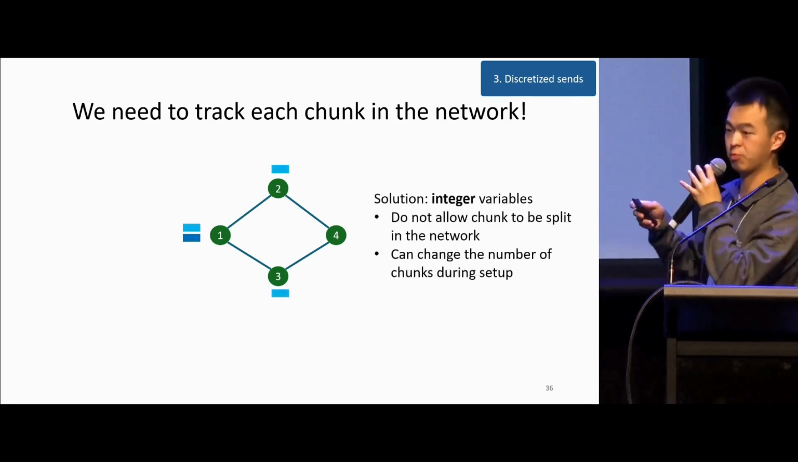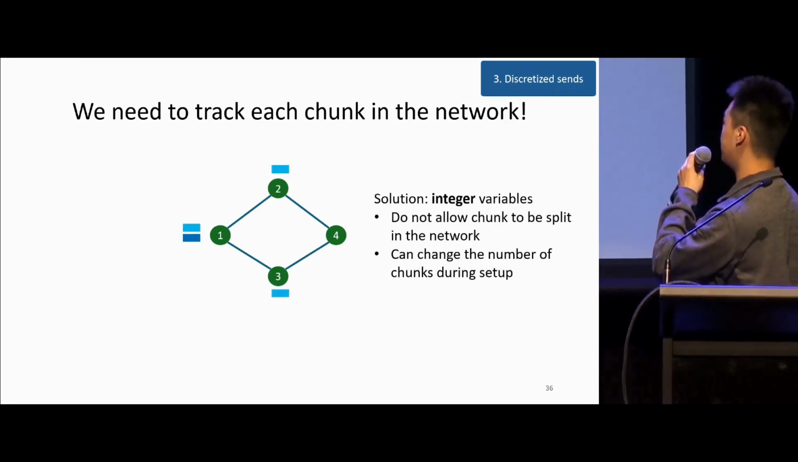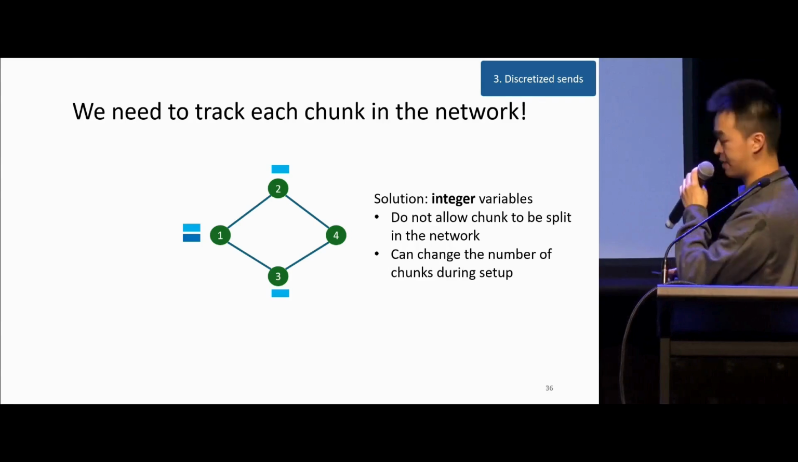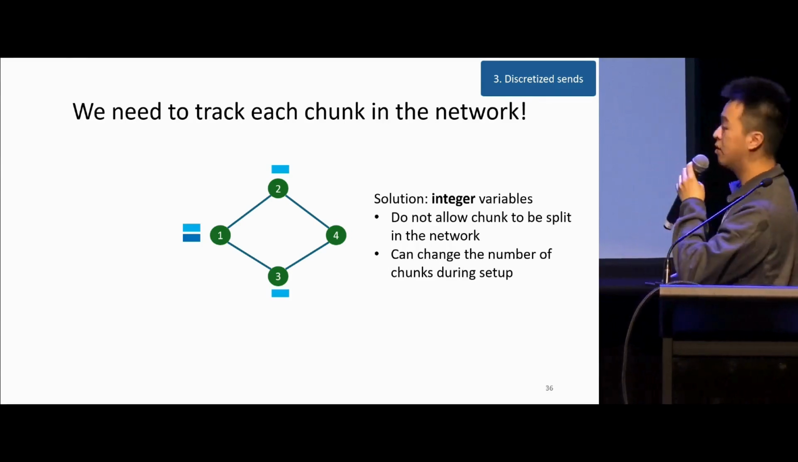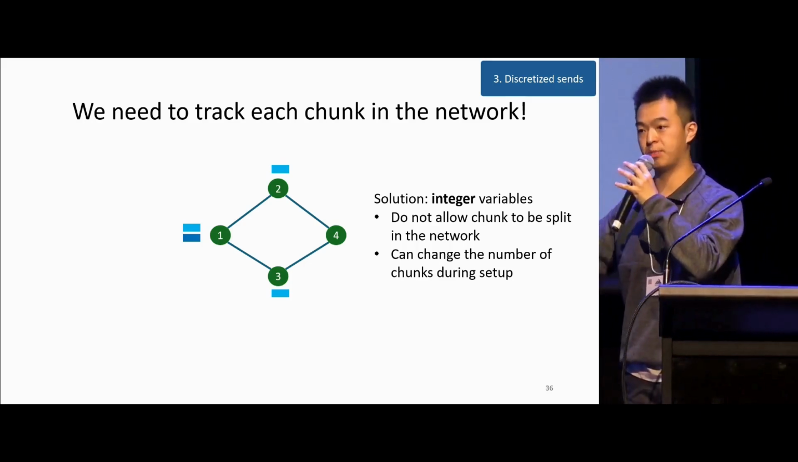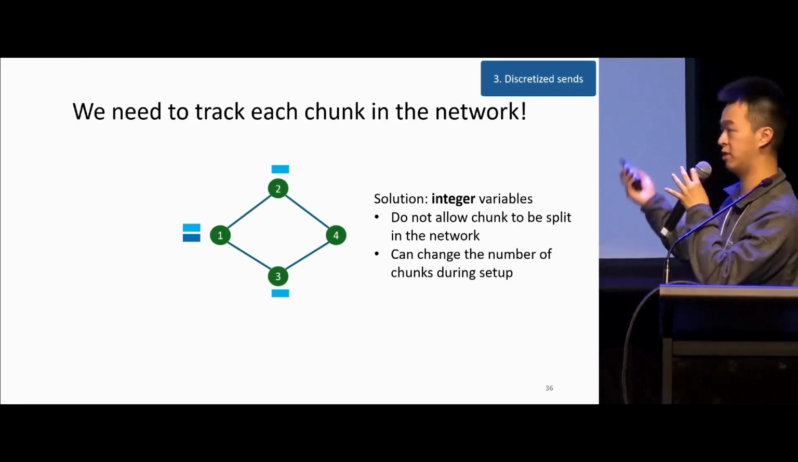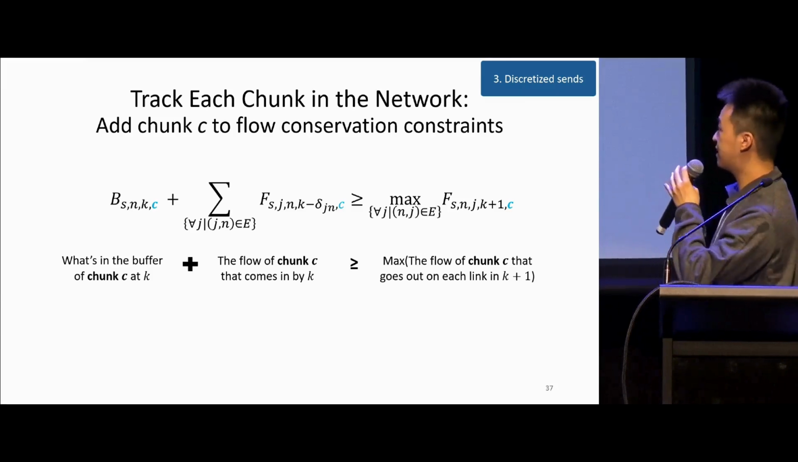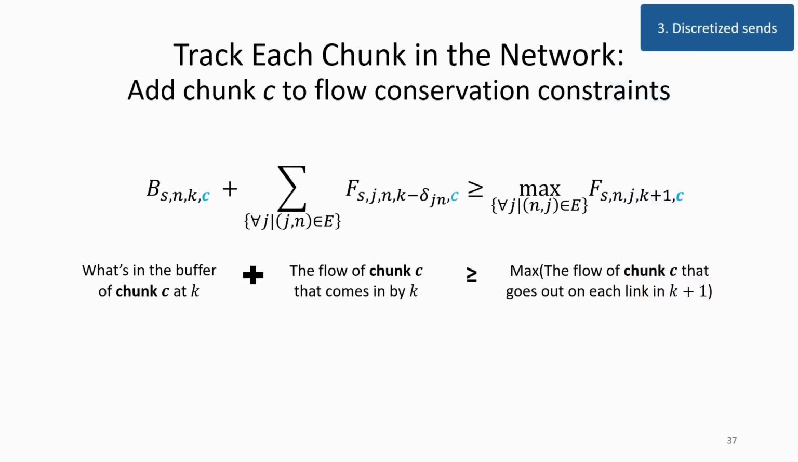In order to fix this problem, we have to use integer variables, so we do not allow chunks to be split in the network. We can change the number of chunks during problem setup in order to treat the number of chunks as part of the optimization of our schedule. So this is our modified flow conservation constraint, where we are accounting for the chunk everywhere in order to track the chunks in our network.